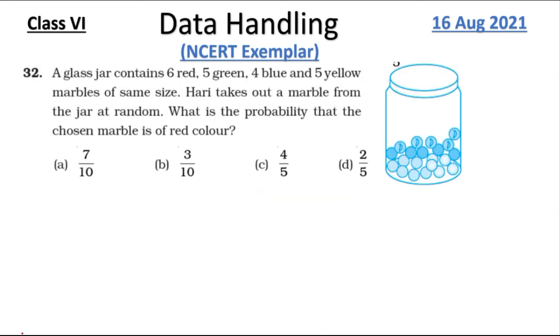Question number 32. A glass jar contains 6 red, 5 green, 4 blue, and 5 yellow marbles of the same size. Harry takes out a marble from the jar at random. What is the probability that the chosen marble is red in color? So red color, there are 6 out of the total number, which is 20. So it is 3 by 10. Option B is the right answer.